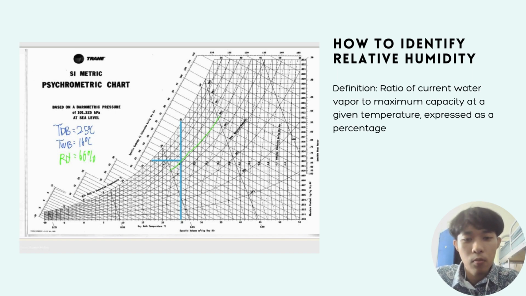Hello, my name is Juan Adam Chris and today I will be presenting to you about relative humidity in humidity charts. The definition is the ratio of current water vapor to maximum capacity at a given temperature, expressed as a percentage.